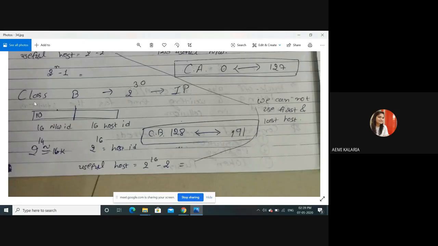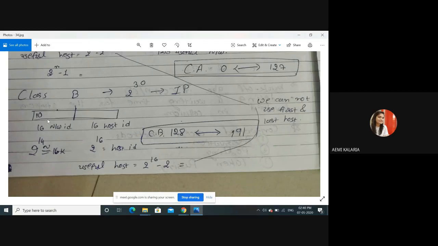So here my network bits are more, so the number of wards in Bangalore I am increasing, but in a particular ward I am decreasing the number of houses, right? So I am increasing the network number, but decreasing the host number. So here I am equally distributing it, right? 16 bits for network, 16 bits for host. So the total number of possible network IDs is 2 raised to 14, because 2 bits I'm keeping as a constant.